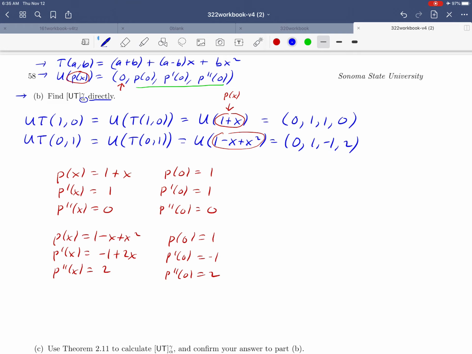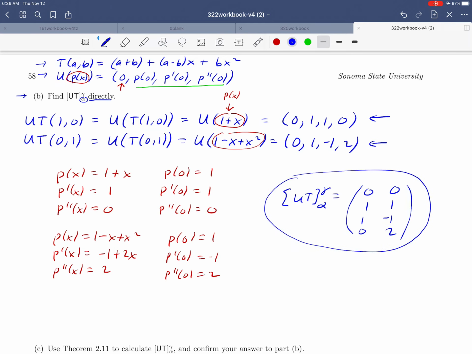As we said before, because we're using the standard ordered basis on R4, we can look at these vectors and they're going to become our columns directly in our matrix. So the matrix of UT, going from alpha to gamma coordinates, should be: first column 0, 1, 1, 0, and the second column 0, 1, negative 1, 2. And so that appears to be our answer for part B.